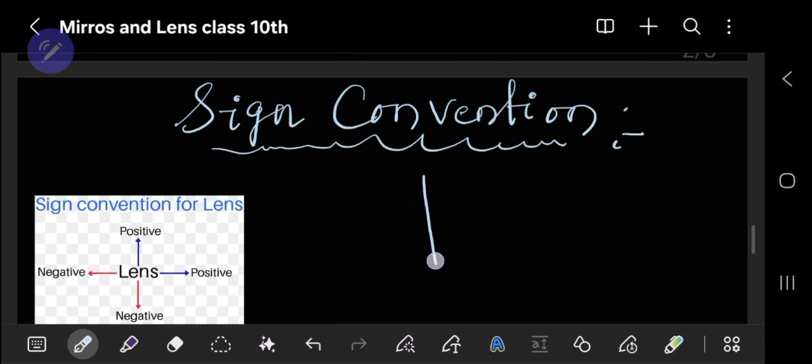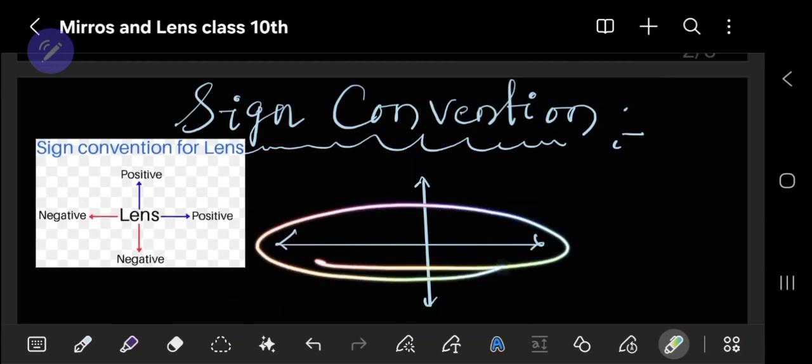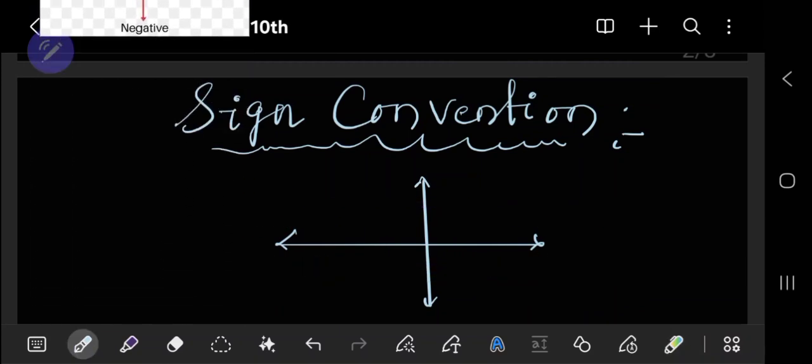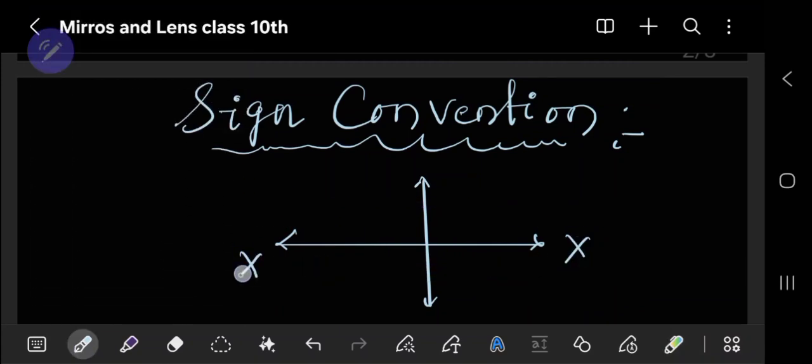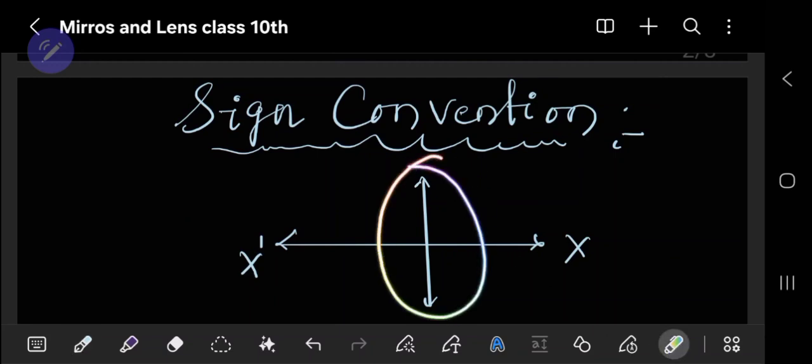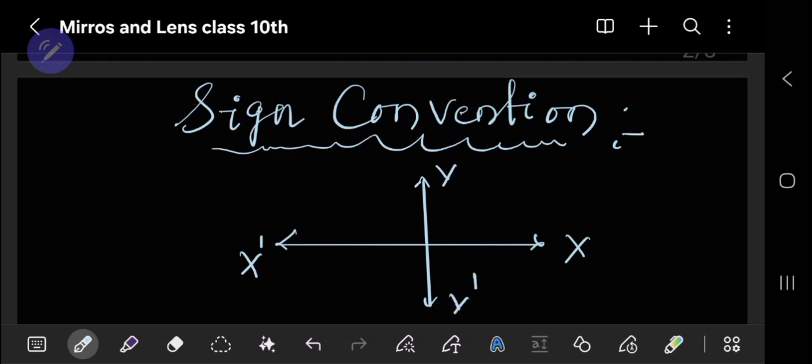So let's say this is our graph paper. As you know, this horizontal line is your x-axis, you can take x dash, and this vertical line, here we can take y and y dash.